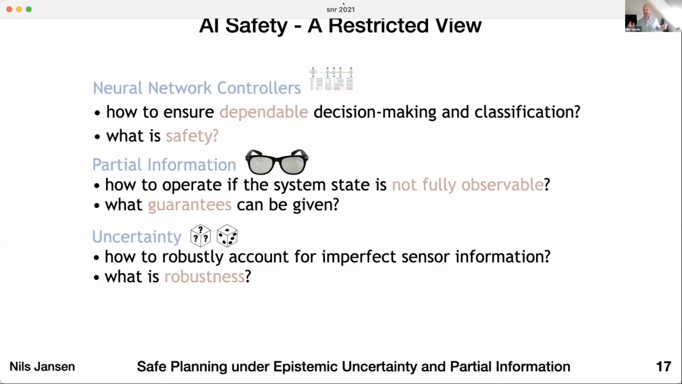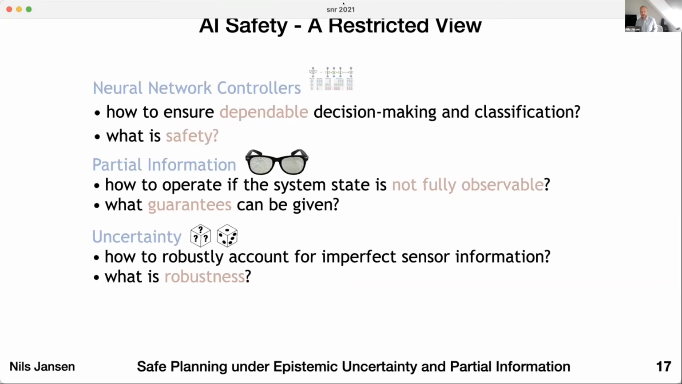This is kind of our very restricted view on AI safety. We want neural network controllers, so we need to ensure dependable decision-making and classification, and then ask ourselves, what is safety? When everybody says we're doing safety, we want to be very specific here. For us, safety is really to fit something into some logic, some terminology constraint that is adhered to. We have partial information, so the question is now how to operate if the system state is not fully known, fully observable, and then what guarantees can we still give?